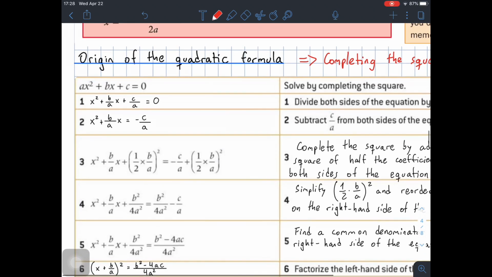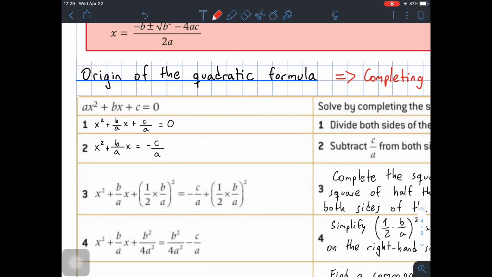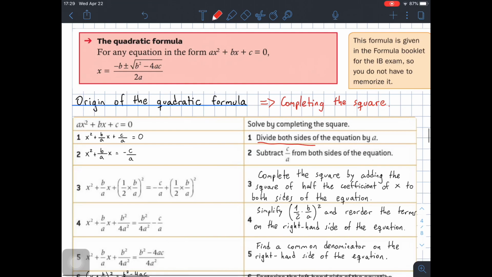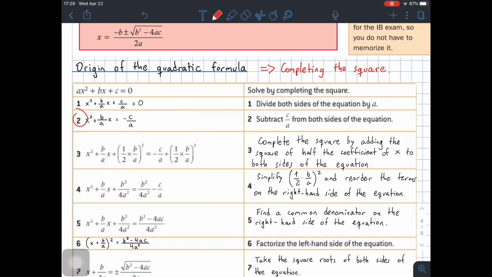So the first thing we do is, since we have a value here, a, which is different from 1, which is what we need, we're gonna start by dividing the whole equation by a, okay? Which is the first step you see here. We divide everything by a. So step number 1, divide both sides of the equation by a. Then in step number 2, you see that I just took this value to the other side as a negative. So that's what we do. Subtract c over a from both sides of the equation.